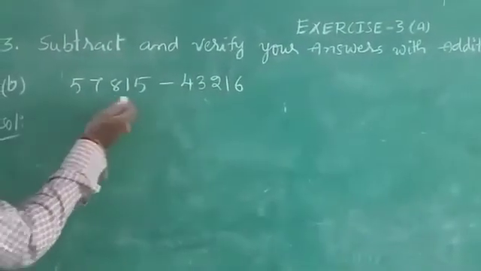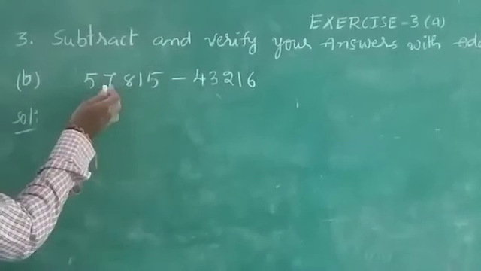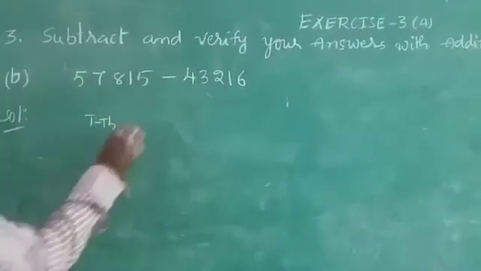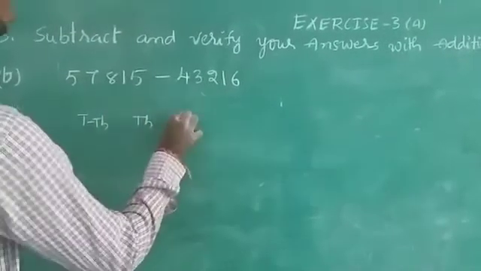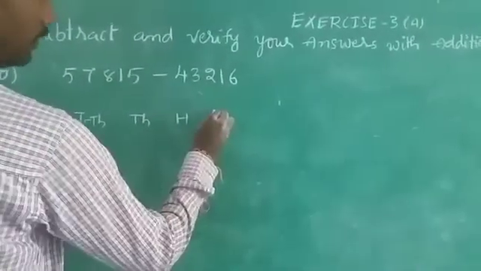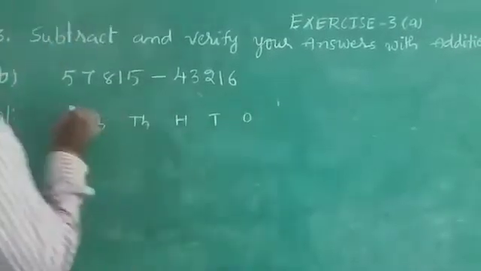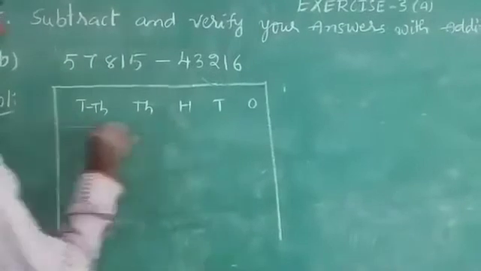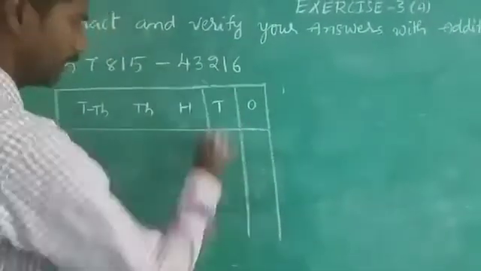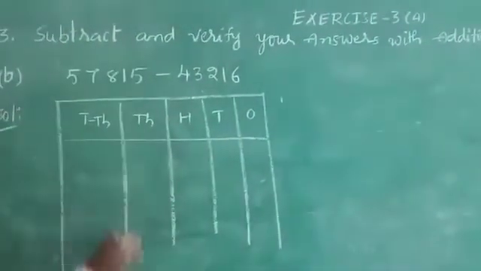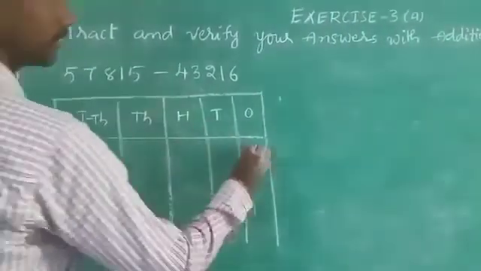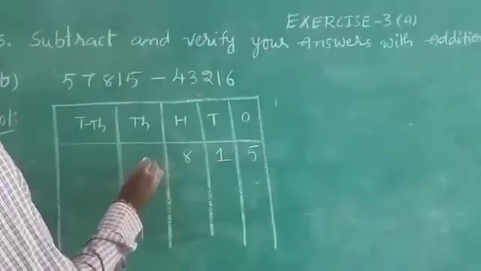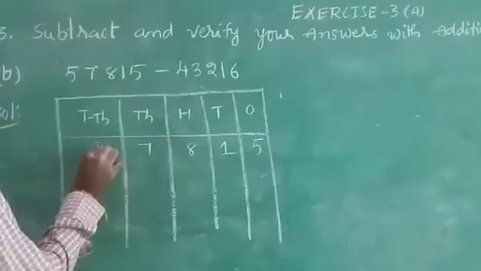So your ones, tens, hundreds, thousands, 10,000s only are there. 10,000s, next thousands, hundreds, tens, ones. So you can understand clearly. Ones, plus 5; tens, plus 1; hundreds, plus 8; thousands, plus 7; 10,000s, plus 1.